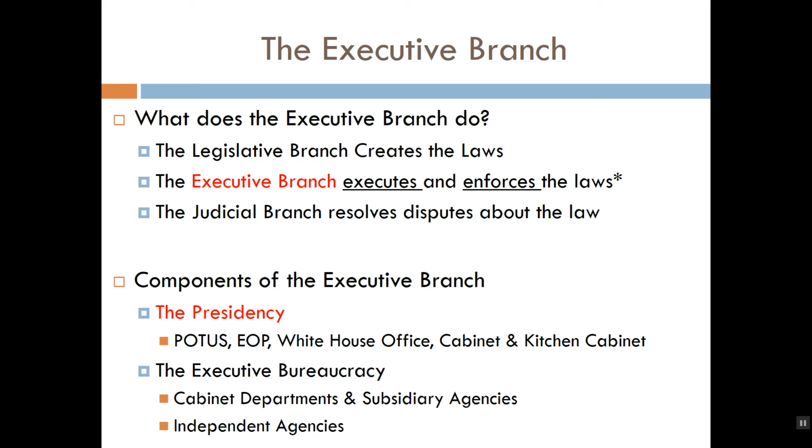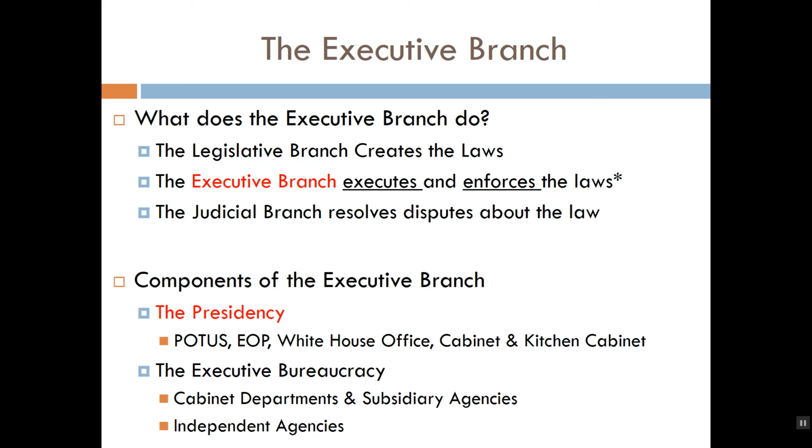Now, you might have been told in the past that the executive branch is the president, but that's not entirely accurate. The president is just one part of the executive branch, arguably the most important part, certainly the chief of the executive branch, but nevertheless, but one cog in a much larger machine. So let's talk for just a moment about how the executive branch is organized and how it actually operates.